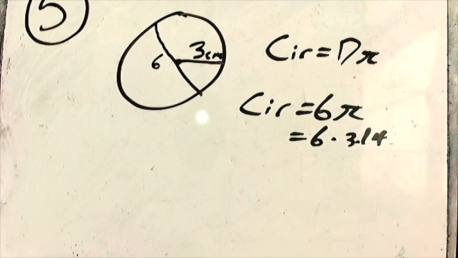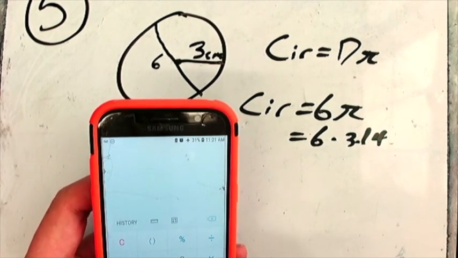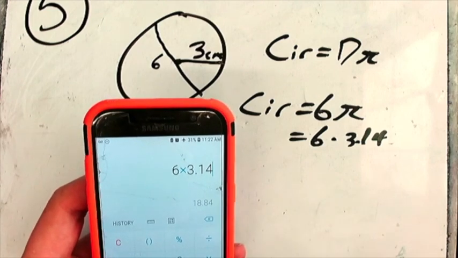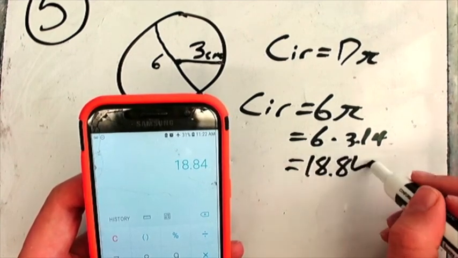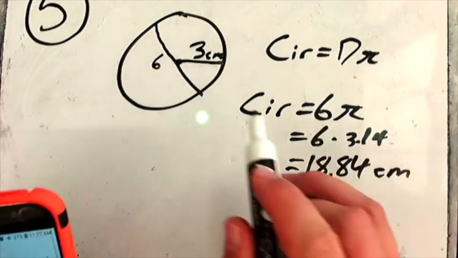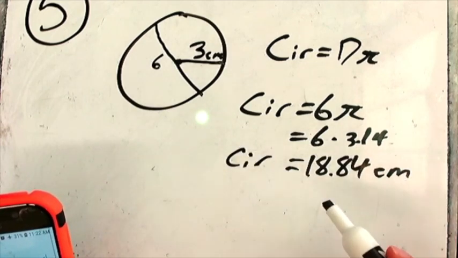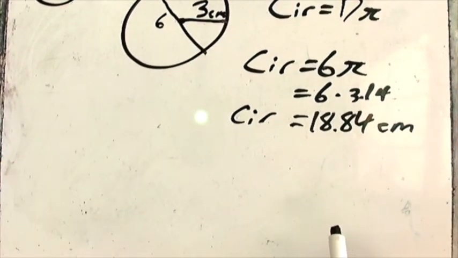So the circumference equals 6 pi, which equals 6 times 3.14. So I pull out my trusty calculator here, and I do 6 times 3.14 equals 18.84 centimeters, because it's the same. That is the circumference. Now, what if I wanted to do area?